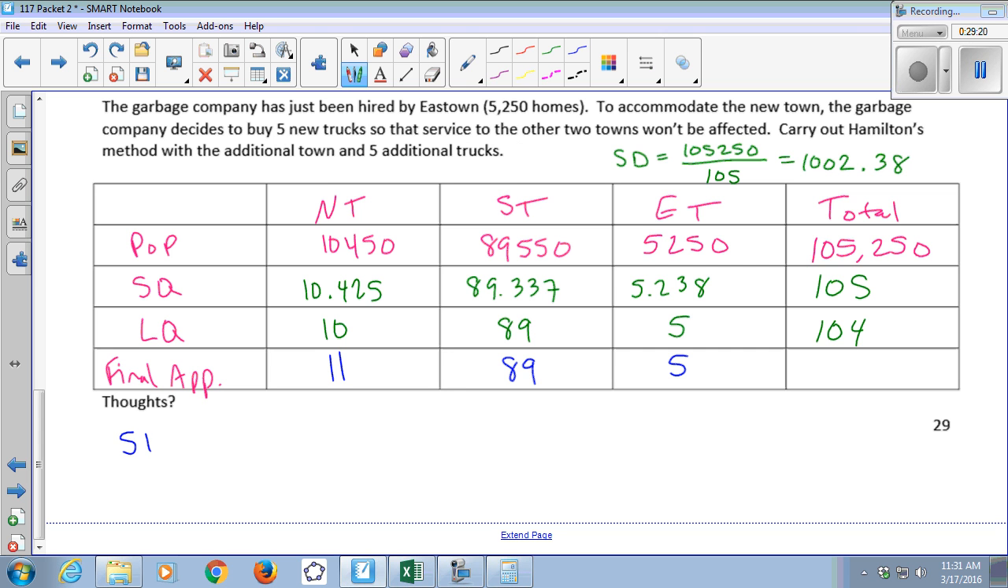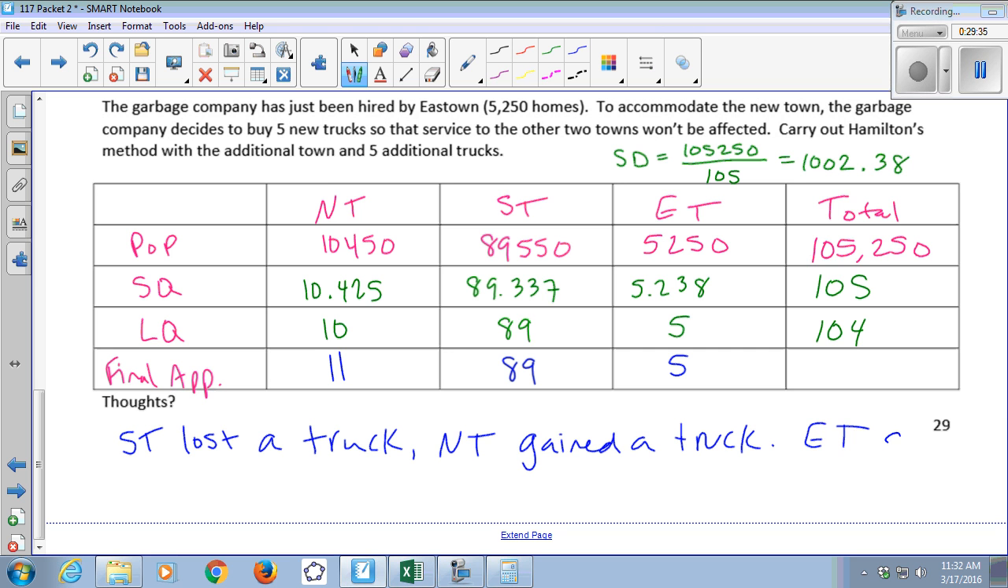So let's see, Southtown lost a truck. Northtown gained a truck. Easttown got its fair share of 5 trucks. So this is weird. Weird result. Uh-oh, what's happening?